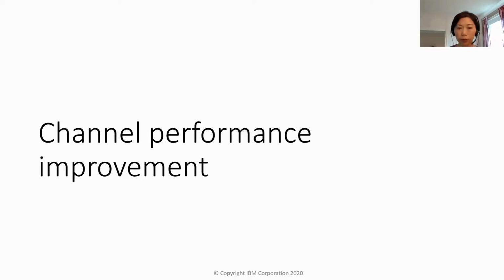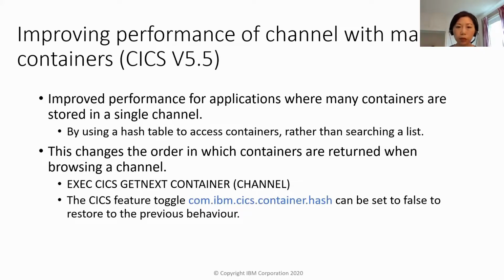Okay, the next area I'd like to cover is channel performance. In CICS version 5.5, we improved the performance for applications that use a lot of containers in one single channel. By improving that, CICS internally uses a hash table to access those containers instead of going through a list. So what you would see in the application from this change is that when you use EXEC CICS GET NEXT CONTAINER from a channel, the order in which those containers are returned will be different.